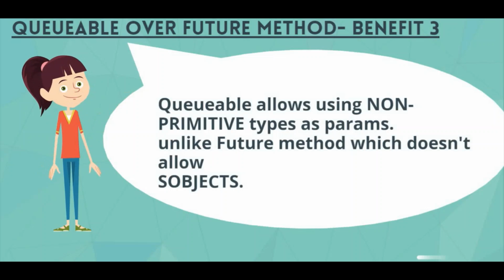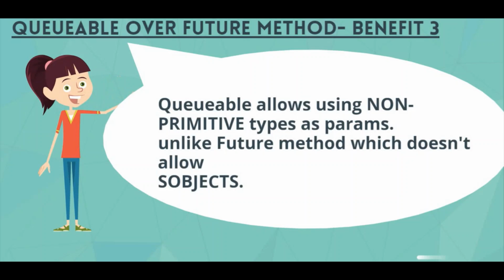Okay, benefit number 3 for the Queueable interface over the future method. Queueable allows using non-primitive types as params, unlike the future method, which doesn't allow objects. As you already know, if you want to call a future method, you can pass integers, booleans, strings, or lists of IDs, but you cannot send the actual object, something like a list of accounts, list of contacts, or list of any custom objects.